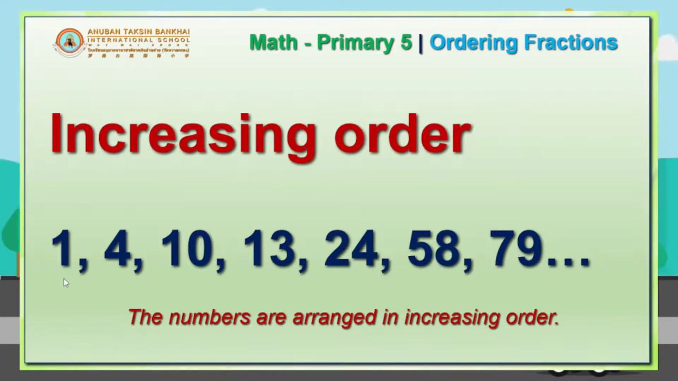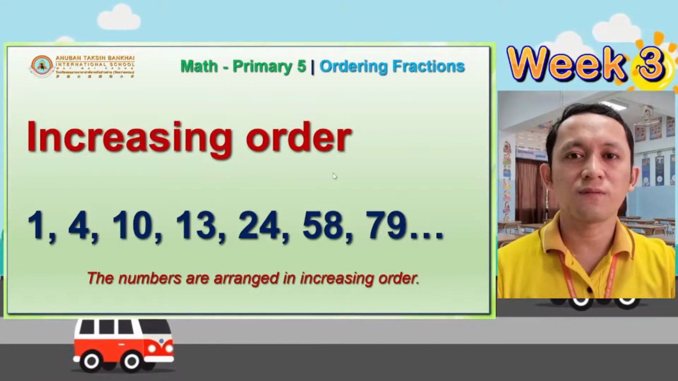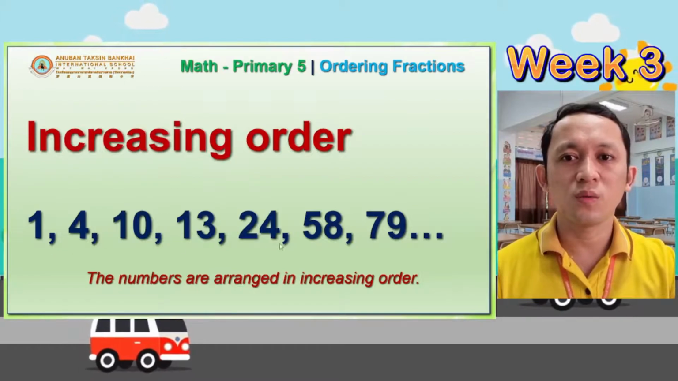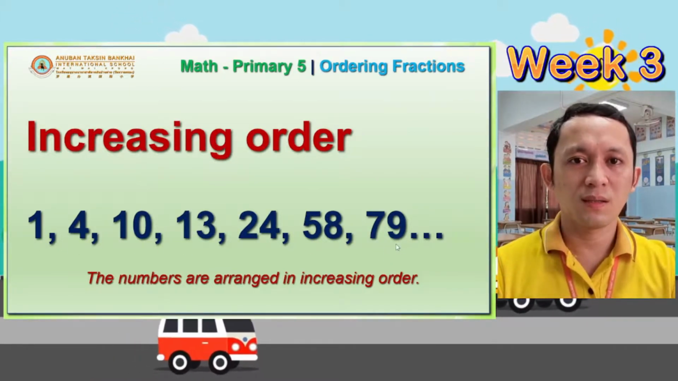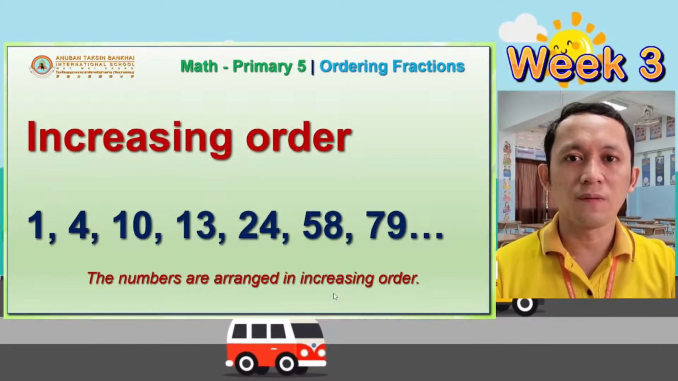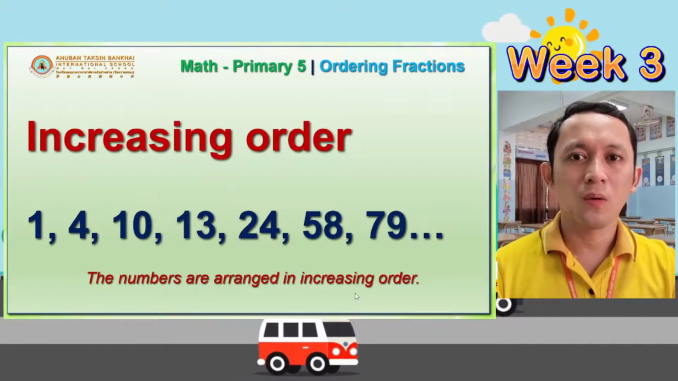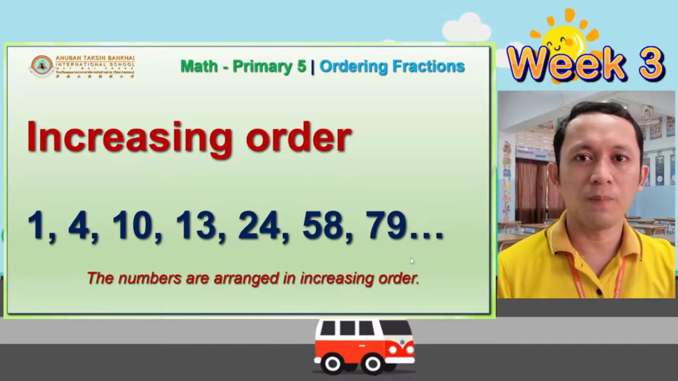These are examples of a set of numbers arranged in increasing order. Starting from 1, next we have 4, 10, 13, 24, 58, and 79. It starts from the smallest number, which is 1, going to the biggest number, which is 79. So this is an example of an increasing order.